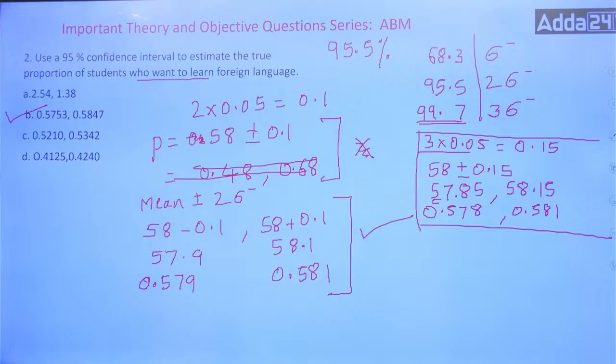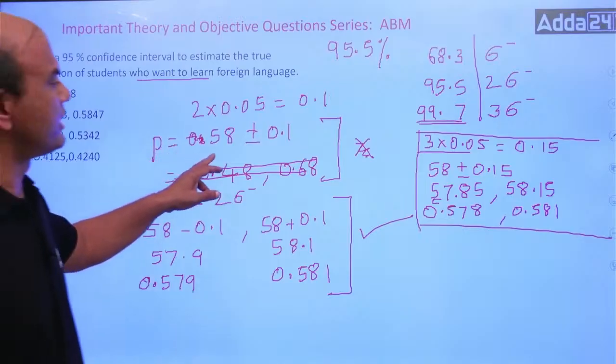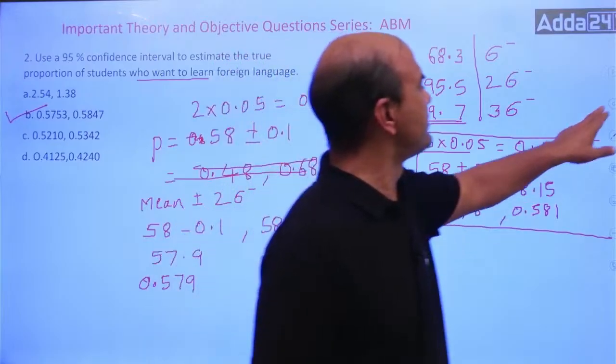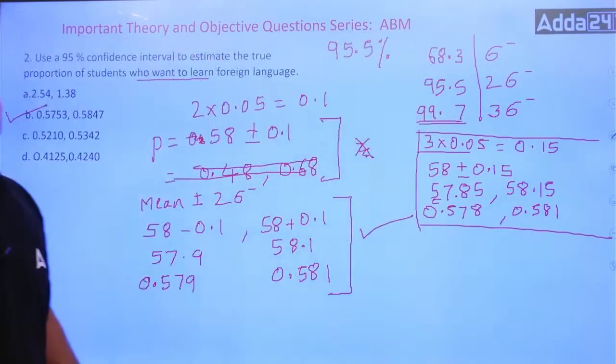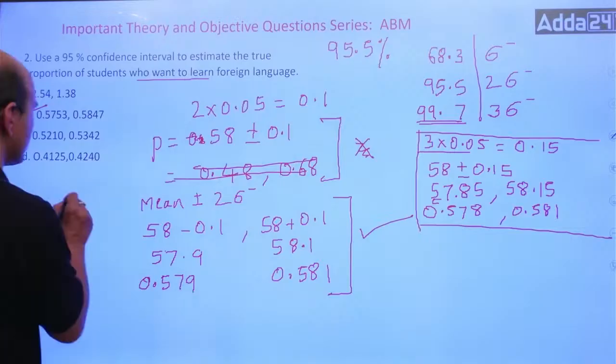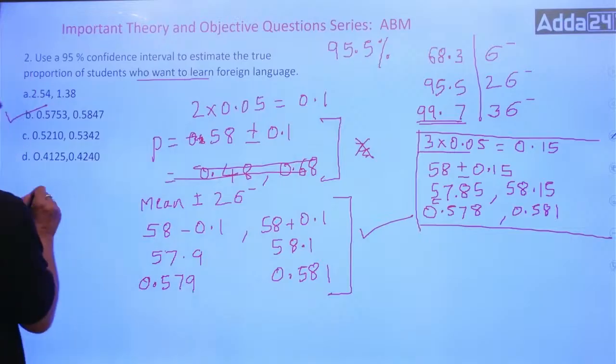It means that it is plus or minus. See, what is this? What is the meaning of this? Let me show you. Whenever you write standard error, it means this is a zone. Look at this.